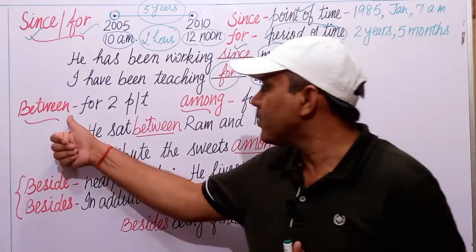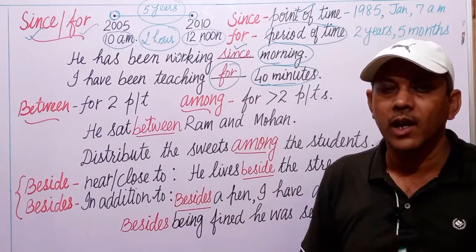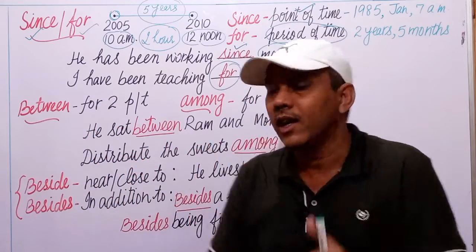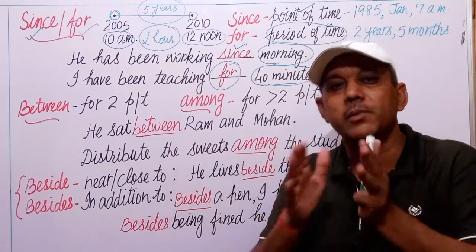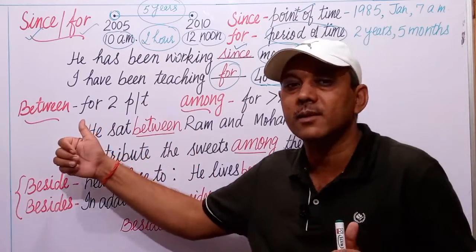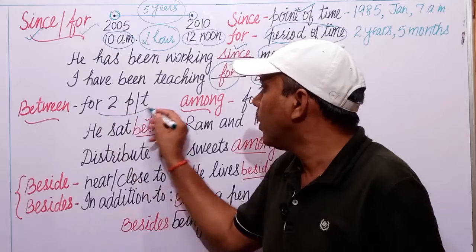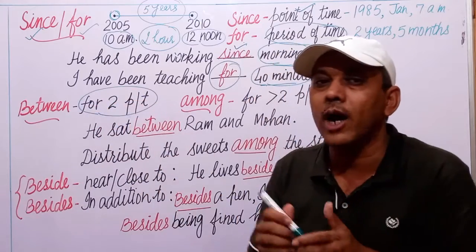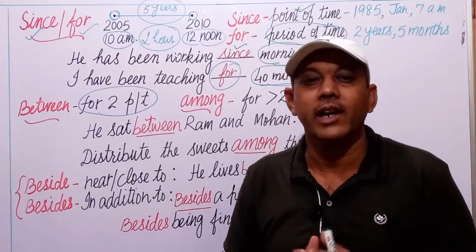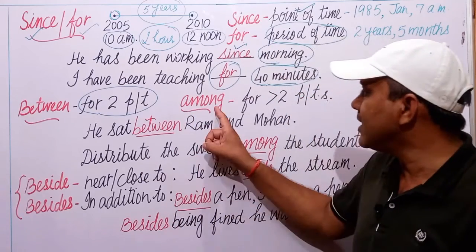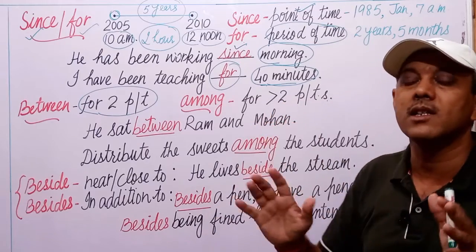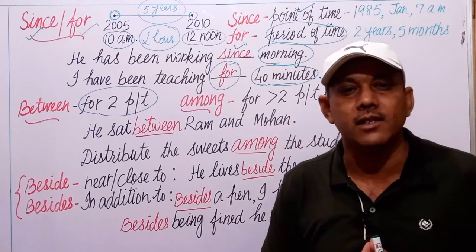Next is between and among. We use between. Between का मतलब होता है बीच में. Among का मतलब भी बीच में ही होता है. लेकिन what is the difference between their uses? Between is used when we talk about 2 persons or things in a sentence. Among is used when we talk about more than 2 persons or things in a sentence.